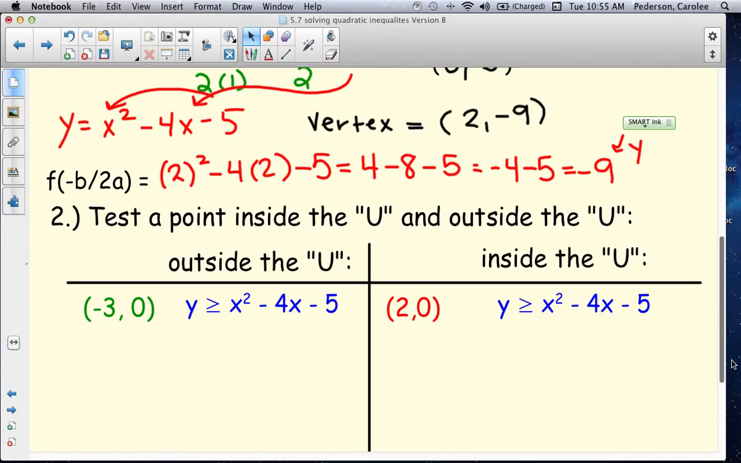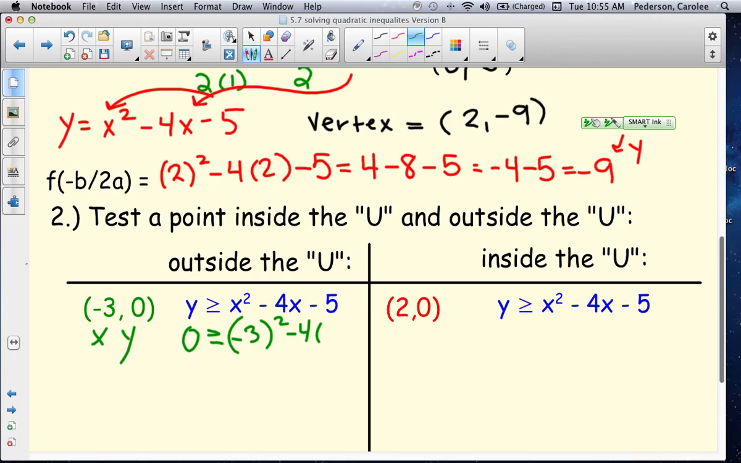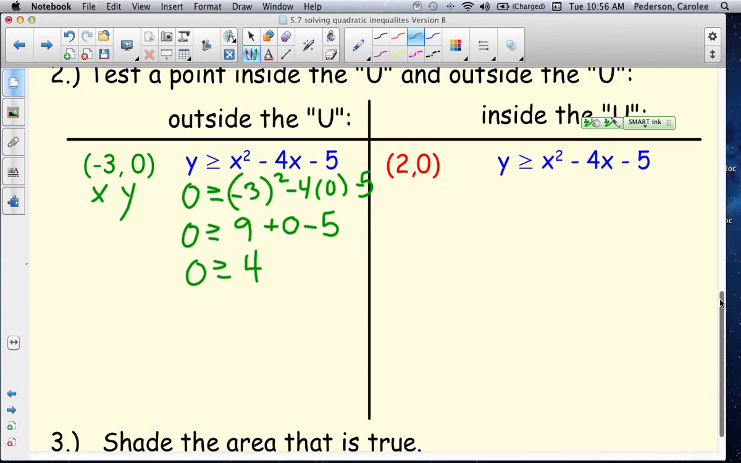So outside, I've chosen -3, 0. So let's go ahead and substitute that in and see if it's true or false. So here's my x value and my y value. So 0 is greater than or equal to -3 squared minus 4 times 0 minus 5. Now we reduce it. -3 times -3 is 9. -4 times 0 is 0 minus 5. And then reduce 9 minus 5 is 4. Now read it. Is 0 greater than or equal to 4? No, that's false.